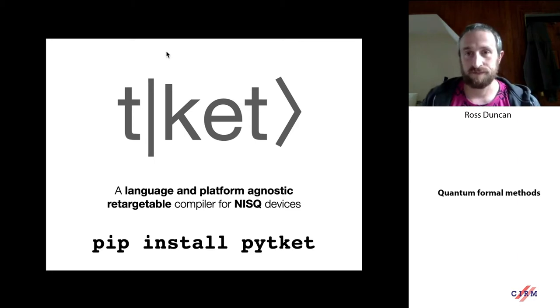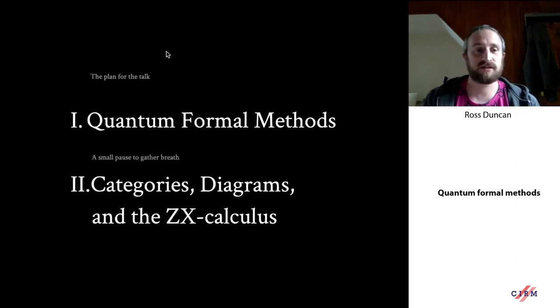Okay, so I have decided to break the talk into two parts. The first part will be the shorter part and will be more of an overview of different subjects related to some ideas around quantum formal methods. And then I propose to have a small pause to get questions and to catch our breaths. And then I'll move on to the more substantial second part, where I'm going to talk a bit more about category theory, diagrams, and in particular, the ZX calculus. Okay, and without further ado, let's continue.